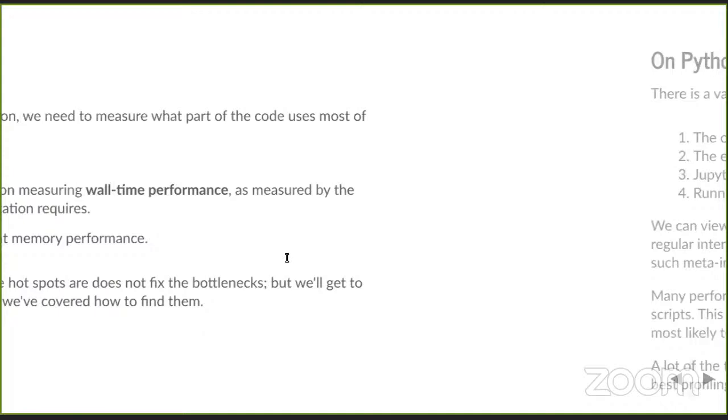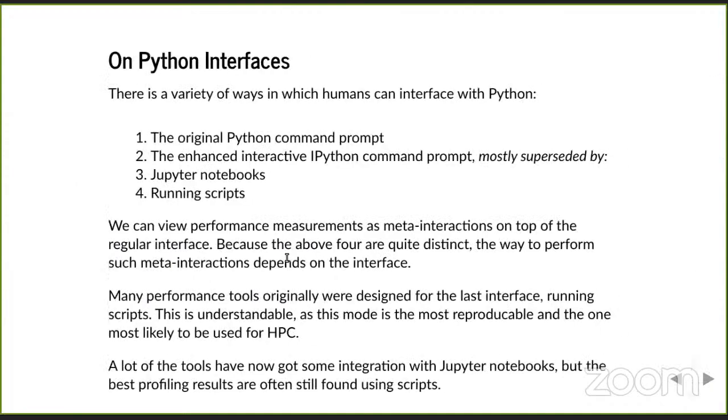Before we go into finding the hotspots, a few notes on Python interfaces, as I've called them. Basically, there's a variety of ways in which us humans can interface with Python. Originally, Python is a purely interpreted language that takes a line of code and interprets it. So that's the original Python command prompt. I don't know if you've ever seen one, but you type Python in a terminal and you get a prompt and you can type Python code. That's fine. That's one way.